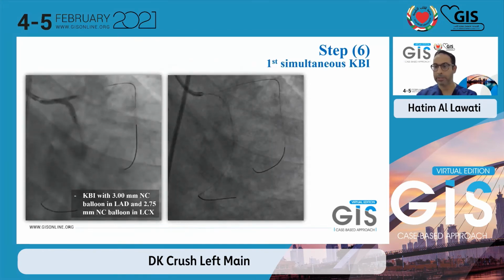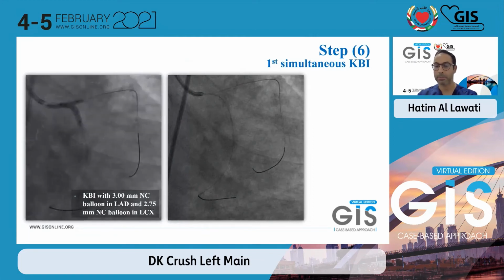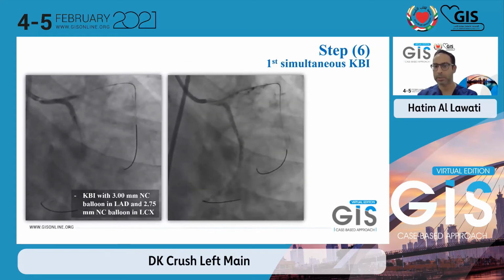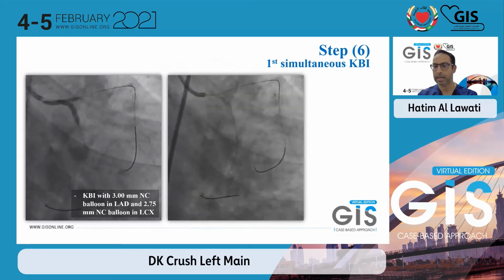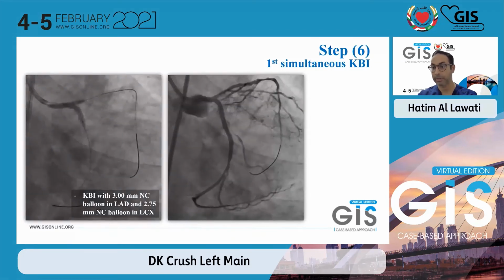We then performed our first simultaneous kissing balloon inflation with a 2.75 millimeter NC balloon in the circumflex and a 3 millimeter NC balloon in the LAD and left main. The patient just at that moment took a breath in, and as you can see, the LAD left main stent did prolapse back. However, we still thought we had enough contact between the 2 balloons, and this was the result after our first simultaneous kissing balloon inflations.